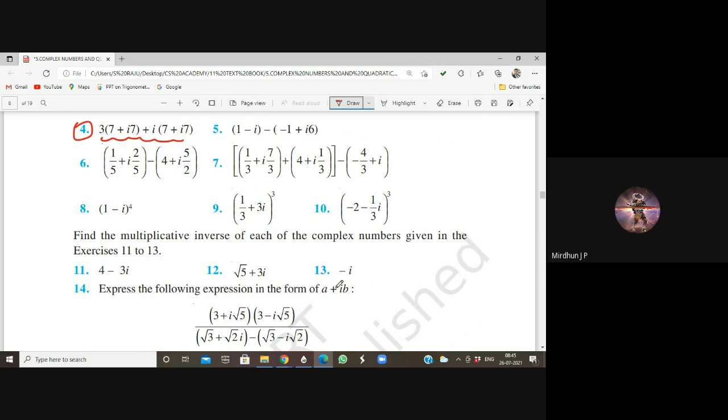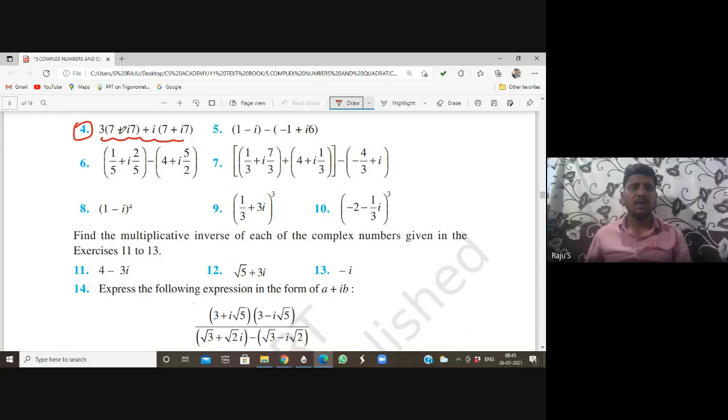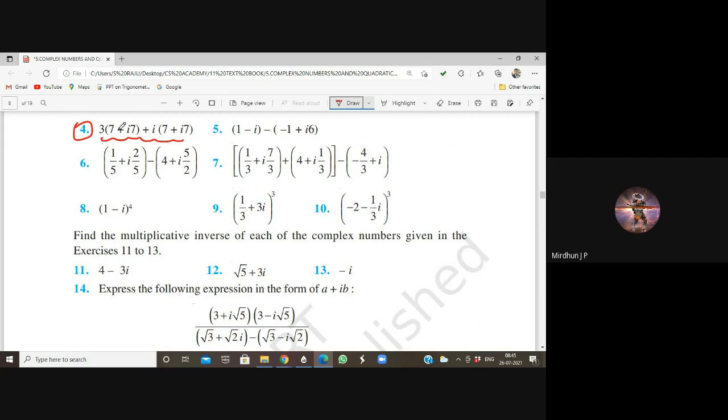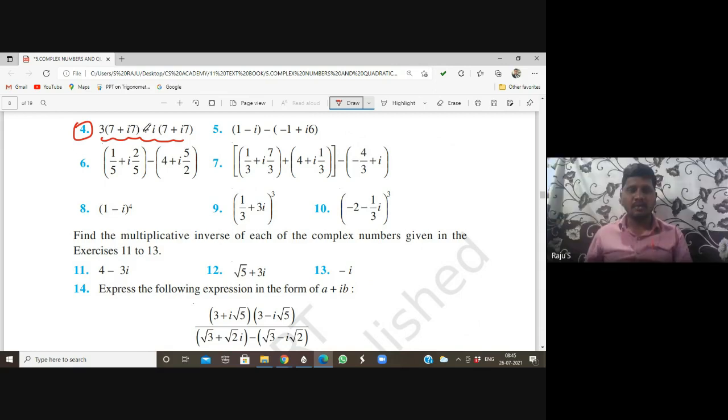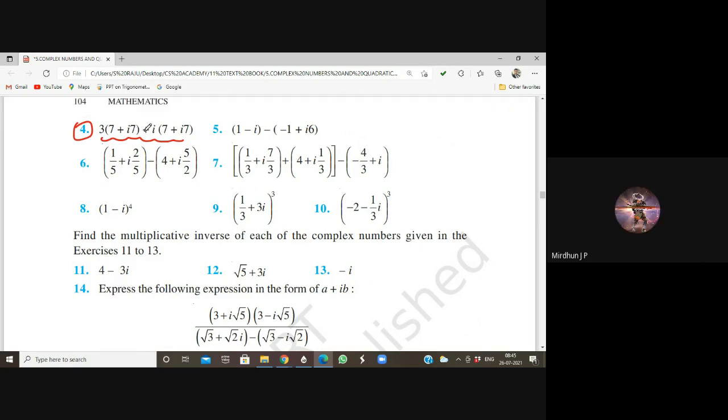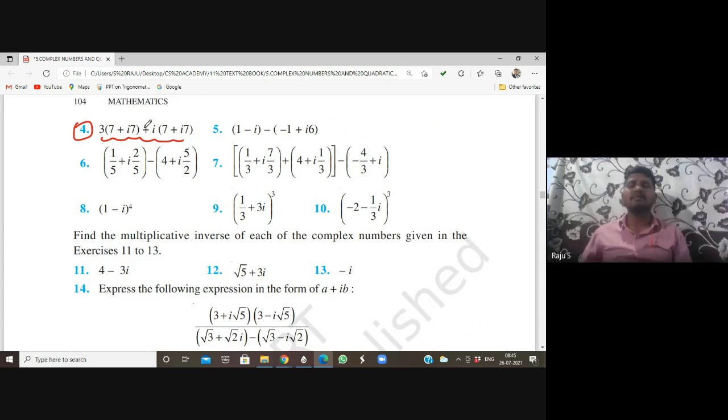Sir, for the fourth question we can write (3 + iota) into (7 + iota 7). No, sir. 3 plus iota what? Into 7 plus iota 7. Are you saying the answer? No, sir. Next step. Simplify and tell me the answer fast.